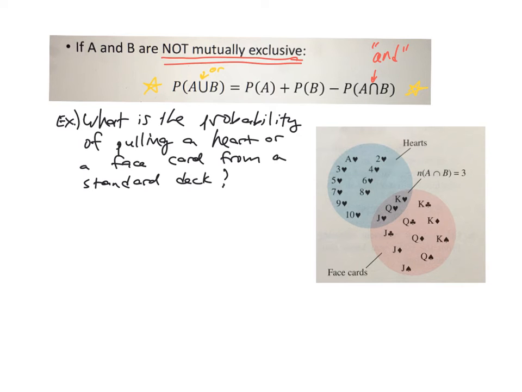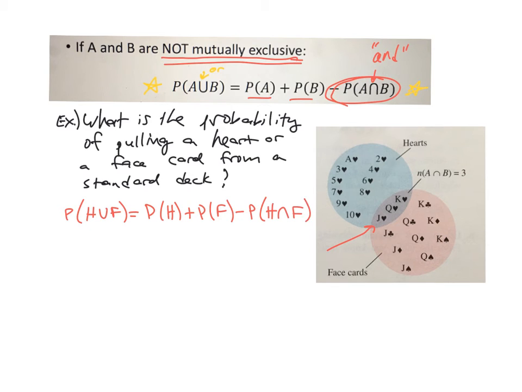So we can't just add probability of A plus probability of B. We have to account for this overlap. And the way that we account for that overlap is by subtracting it out. So let's go ahead and solve this now. Probability that a card pulled at random is a heart or a face card equals the probability that it's a heart plus the probability that it's a face card minus the probability that it is both a heart and a face card.